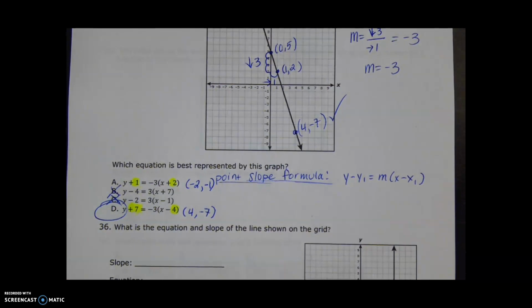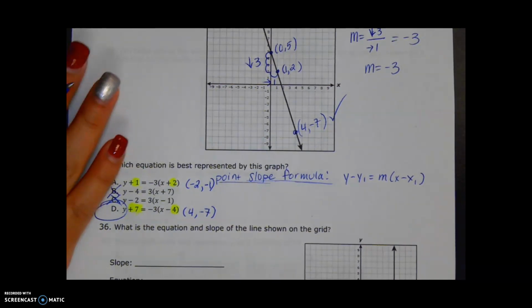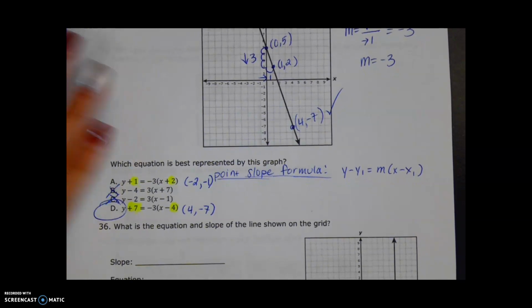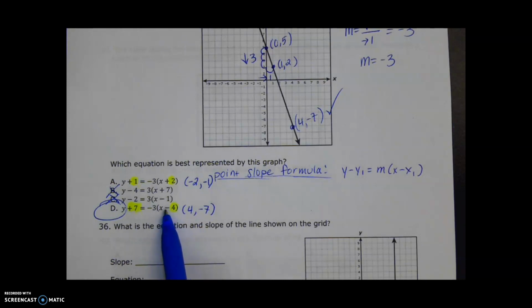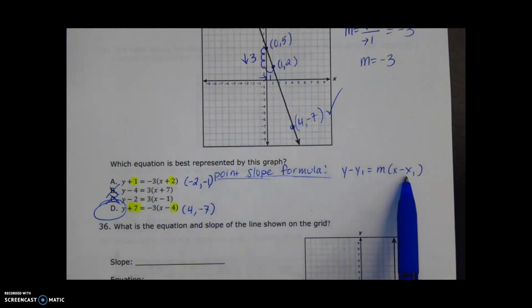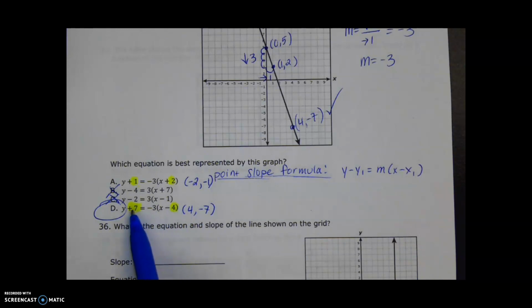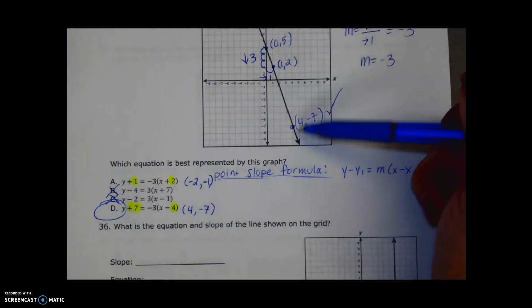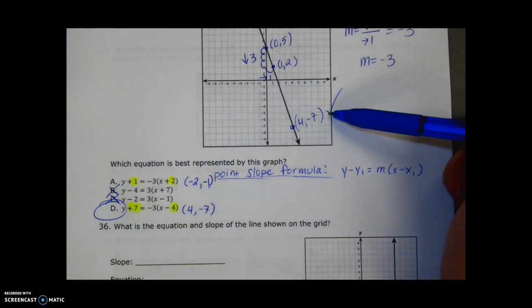All right, now the way Miss Miles did it, if you prefer her way, you can check out her key. What she did was she plugged in the points and figured out if they were true or false. All right, mine's a little bit different. So I found my point by basically seeing in the formula right here, x1 and y1, that's 4, negative 7. I looked at the line. I see that it's there. That must be the one.